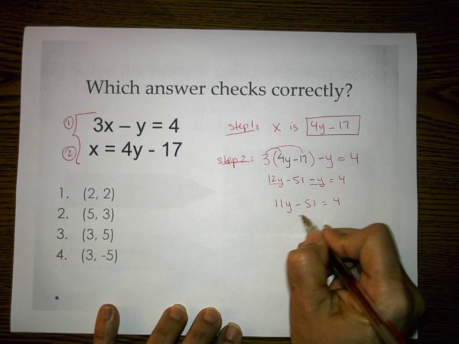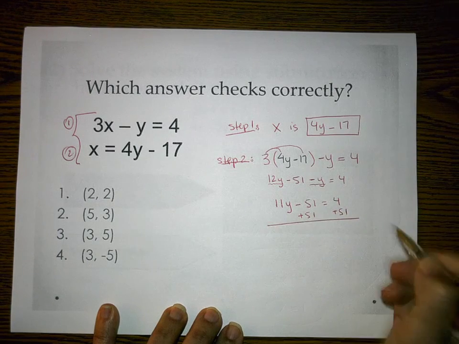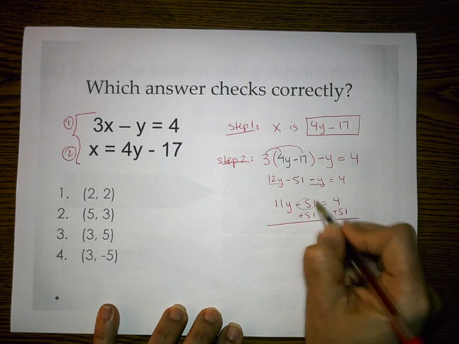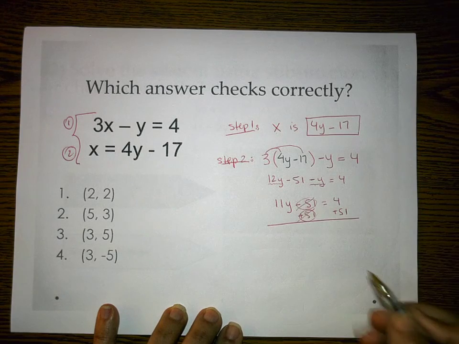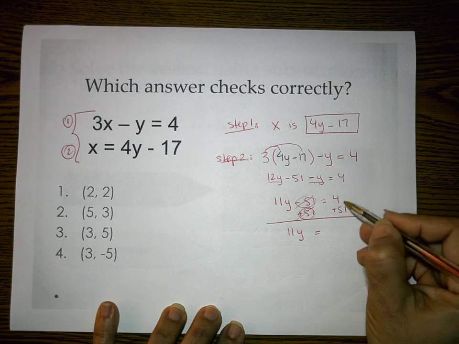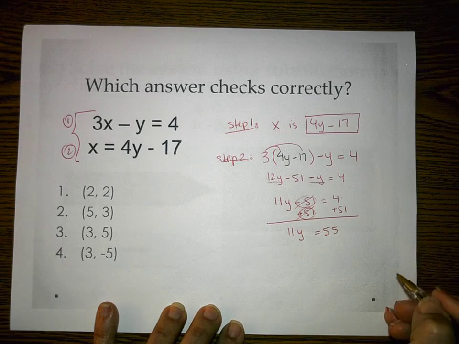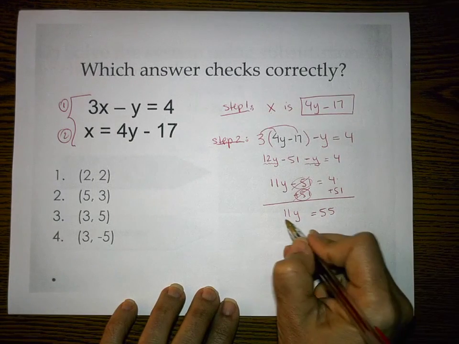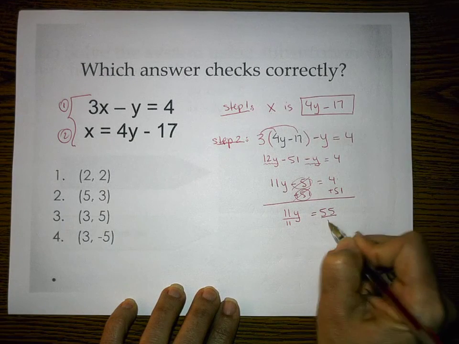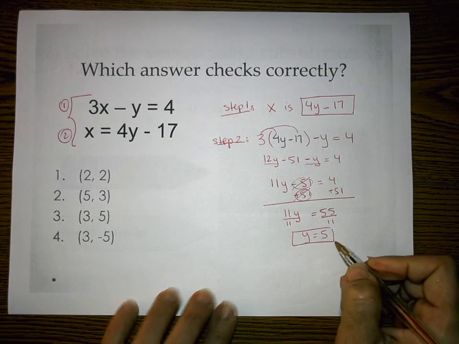Now I need to get the y by itself. So I'm going to add 51 here, add 51 here. A negative 51 with a positive 51 is 0. Now I only have 11y on this side. But here we have 4 plus 51, which is 55. If you divide both sides by 11, we get that y equals 5. There we go. I know that y equals 5.